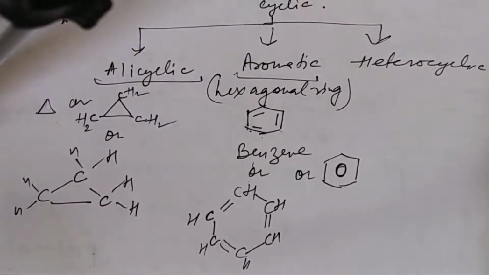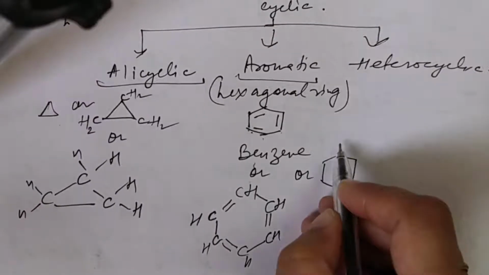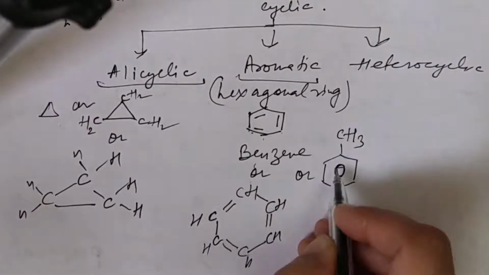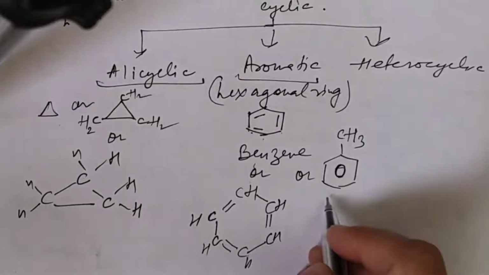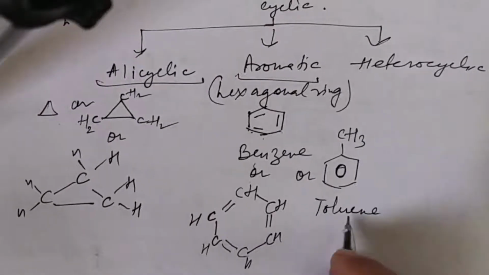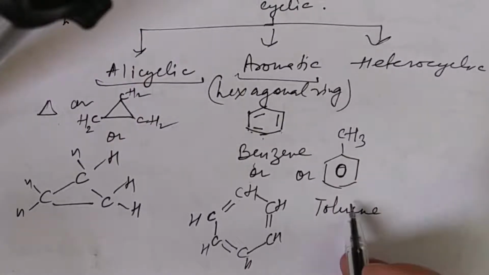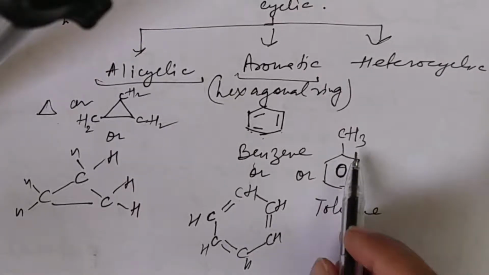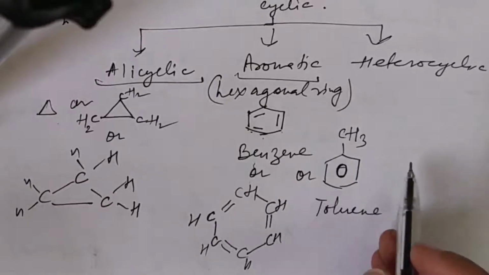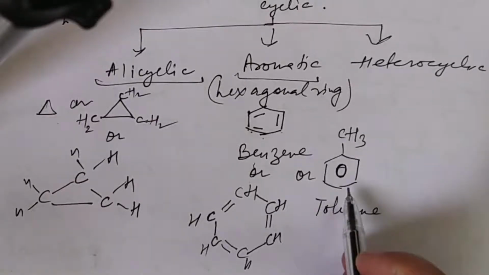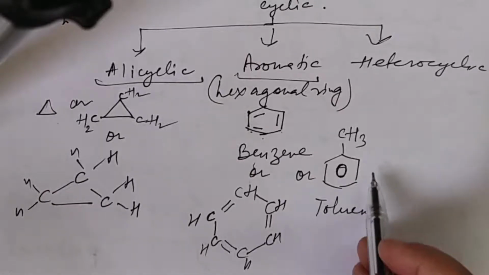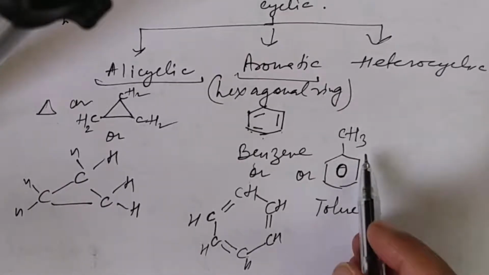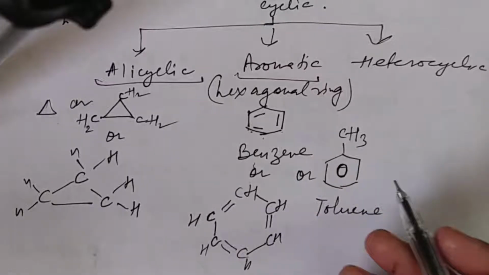Okay, so these are aromatic compounds, and you can take another example, like if you are taking a methyl group on benzene as a substituent, then it is known as toluene. Suppose on benzene you have C2H5, then it is known as ethyl benzene. If you have an OH group on benzene, then you can call it phenol. And if you have an NH2 group on benzene, then you can call it aniline. So these are aromatic compounds basically.